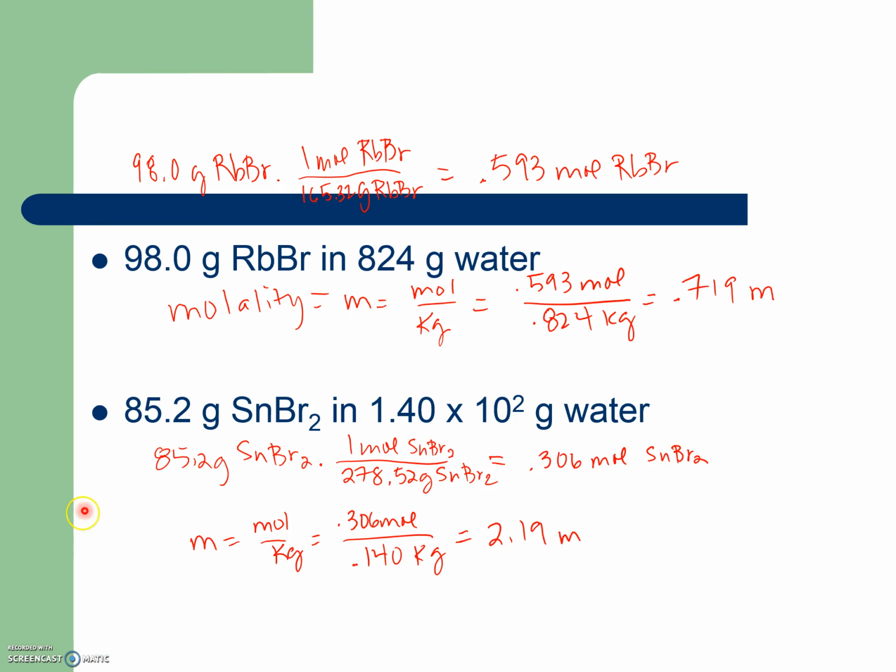Okay, so let's take a look. So, is this what you did? Did you take the 85.92 grams, use the gram formula weight here, and convert it to moles of tin(II) bromide? Then take the molality, which is moles per kilogram, take those moles, and this is 140 grams of water, but I need kilograms, so I divide by 1,000, I get 0.140 kilograms, divide these two numbers, and I get 2.19 molal. And that's how I do my molality calculations.